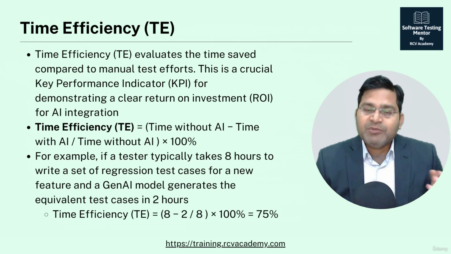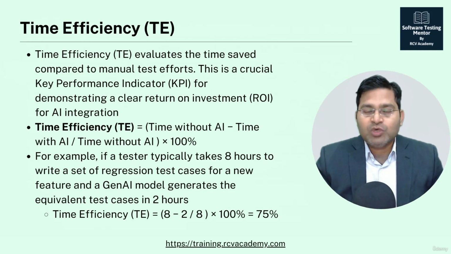What's the formula of the time efficiency? Time without AI, whatever time the person is spending without any AI tool, minus the time with the AI tool, when the same task is done with the AI tool, divided by time without AI and multiplied by 100.